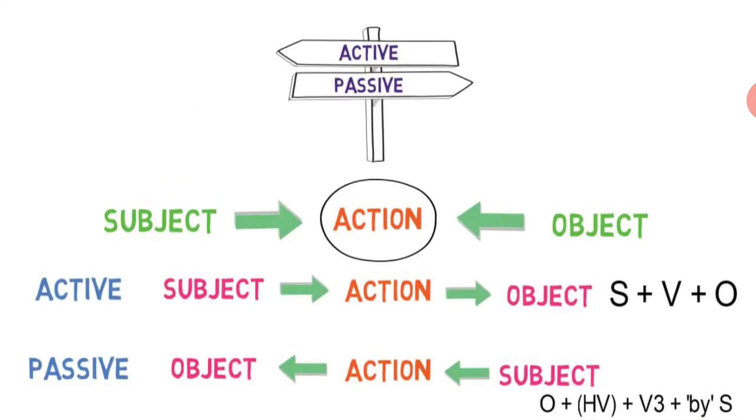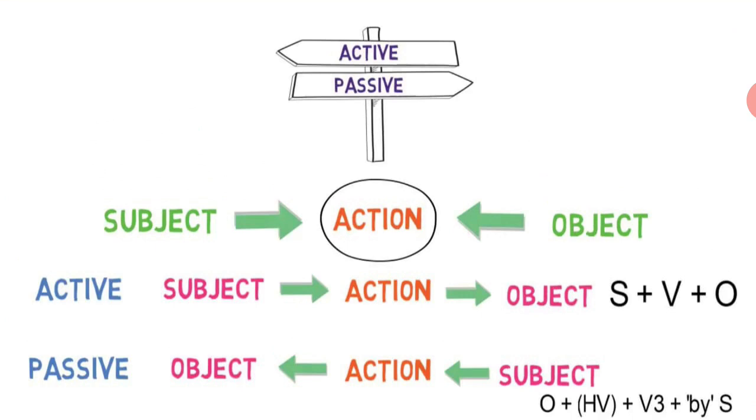Children, this video is part 2 of voices. Do you remember what we learned in the first video? Yes, we learned that there are two ways in which we describe an action performed by the subject in relation with the object. First is active voice, where the subject performs an action and the object receives the action. Sentence structure is subject, action, and object.